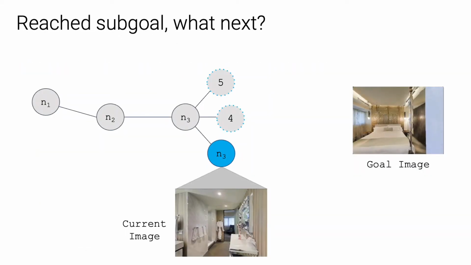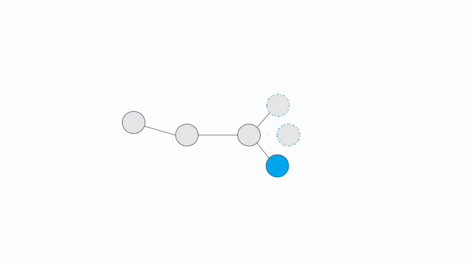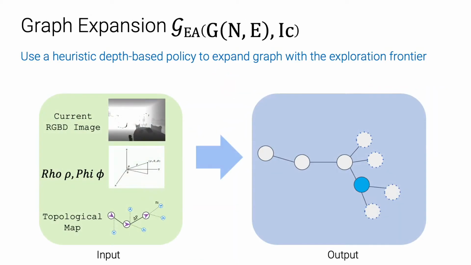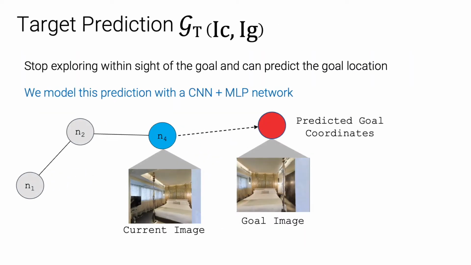After reaching the subgoal, the agent expands the graph and then decides if it should stop exploring and do local navigation to what it predicts is the goal location. To expand the graph, the agent uses a non-learned depth-based approach. Using depth, the agent determines what are geometrically explorable areas on the exploration horizon, areas which will not lead to collisions, and adds these areas as unexplored nodes into the topological graph.